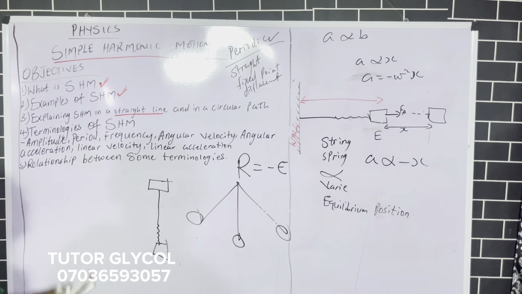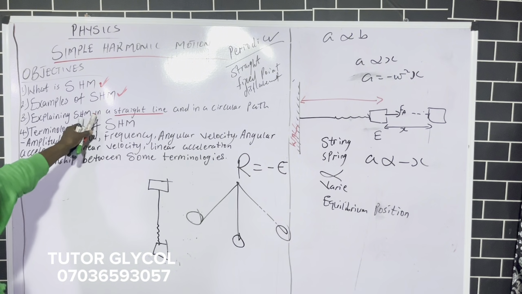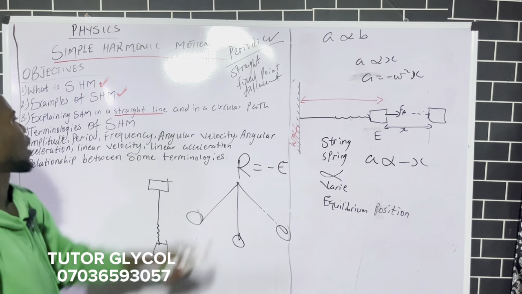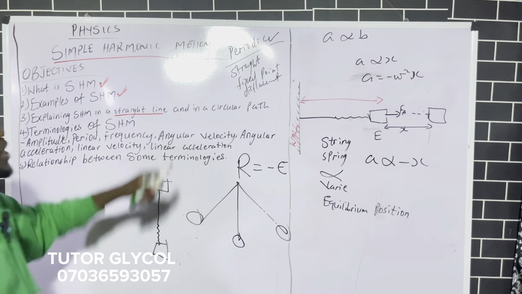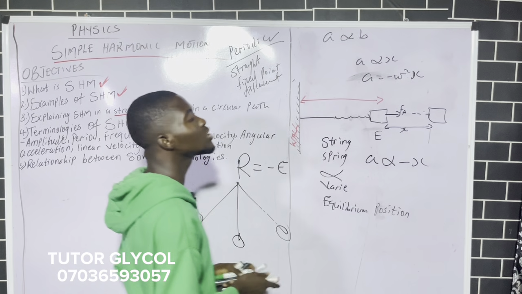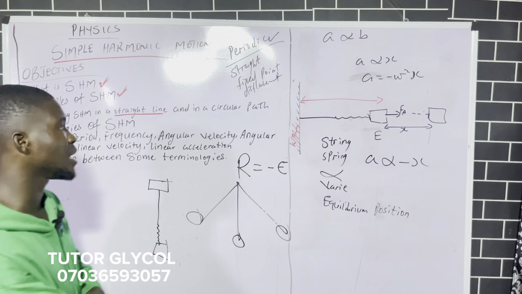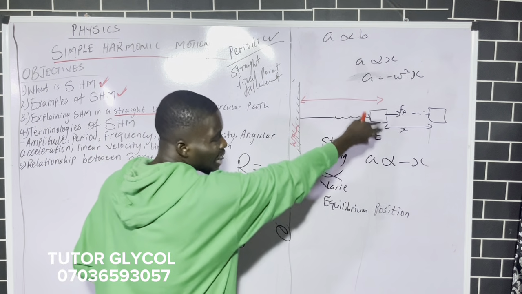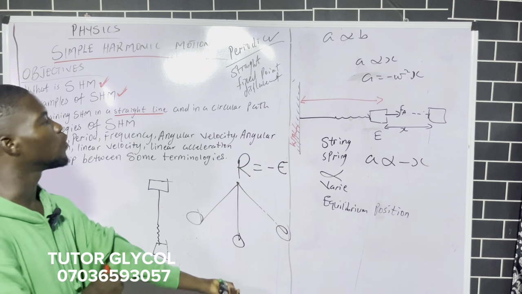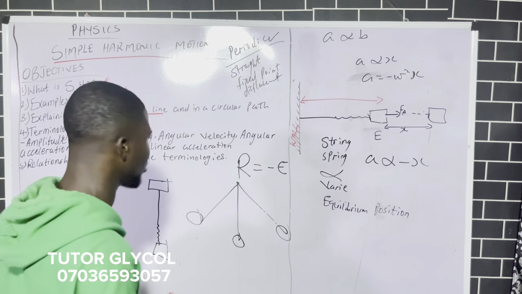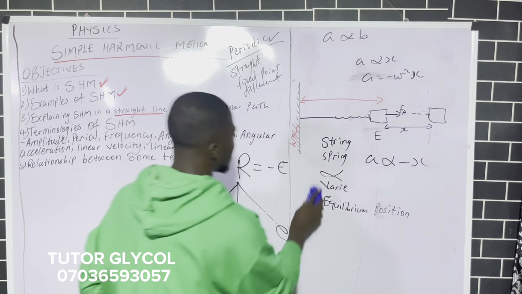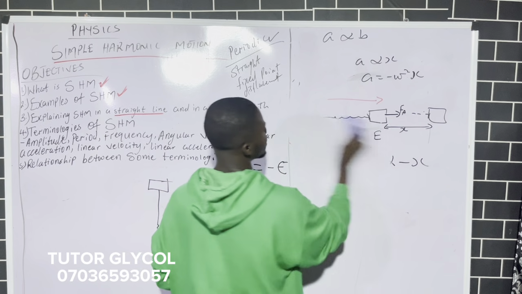So now we want to look at explaining simple harmonic motion in a straight line and in a circular path. Actually, the straight line is what I just explained, using the mass-spring system. Everything I've explained here is just for the straight line. So if we want to talk about the circular path, let's look at the circular path. It's the circular path that is actually big. So let's look at the circular path.